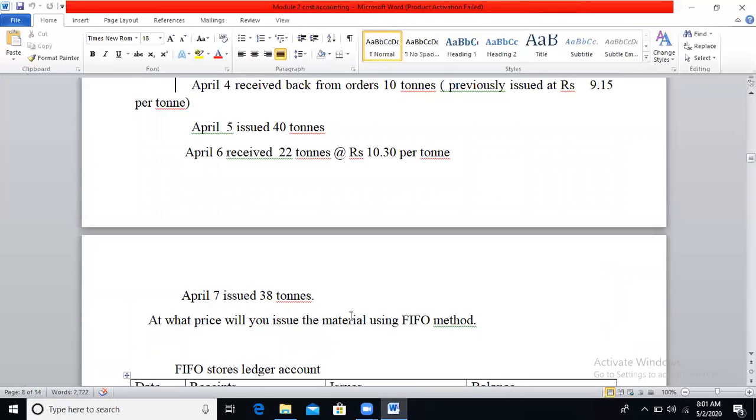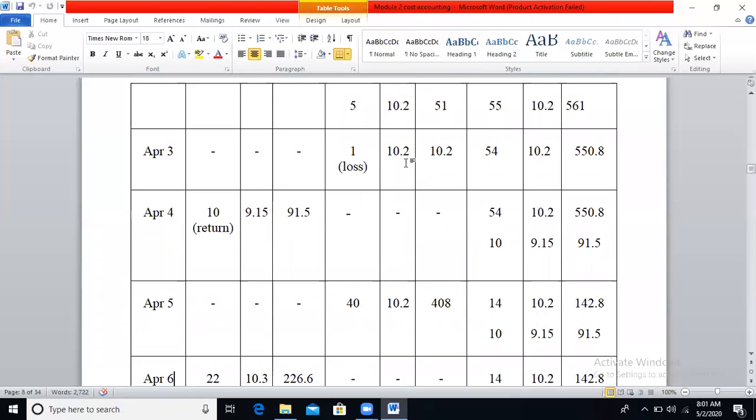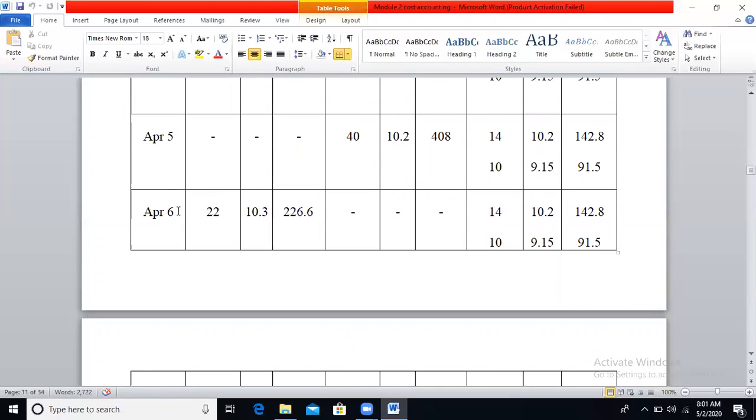The next transaction is April 6th, we are receiving 22 tons at rupees 10.30 per ton. So received means receipts. April 6th, we are making the receipts of 22 tons at rupees 10.3. So if you multiply 22 into 10.3, you will get 226.6.